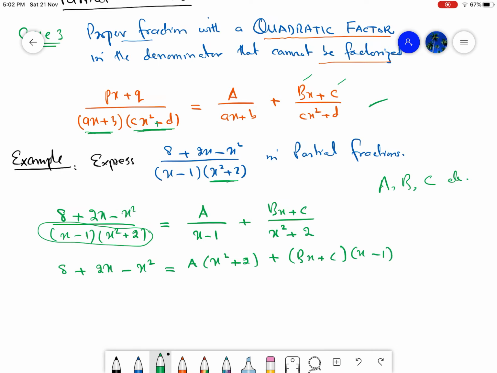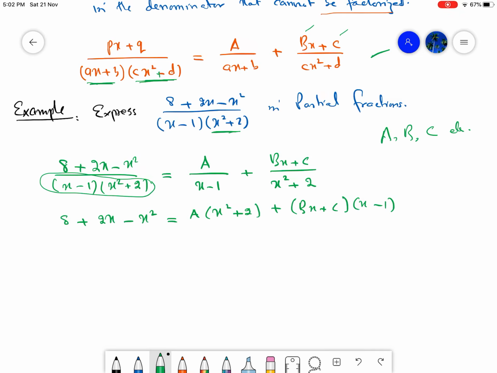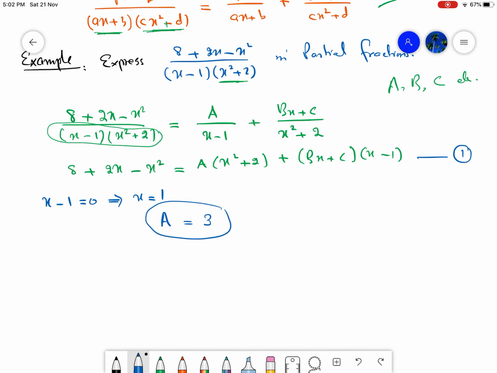So if we further simplify it, we can do that, but at the moment we don't need to. We can see that from the denominator we have x - 1 = 0. It means that we can easily insert x = 1. Let's say this is our equation number 1. So when we insert x = 1 in this case, you can calculate it. You will find the value of A is equal to 3. So this is our first variable A. We still have two more variables, B and C.